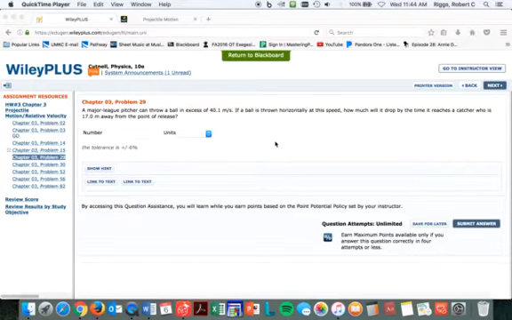The ball is thrown horizontally at this speed. How far will it drop by the time it reaches the catcher, who is 17 meters from the point of release? Okay? Now, we're not talking about how quickly it's going to hit the ground, right? By the way, we're going to talk about something interesting here too.